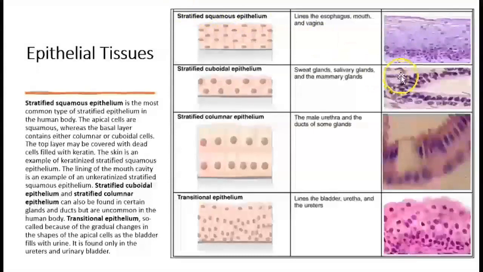We can see here that this is stratified cuboidal. You have two layers of cells, one cell, two cells, cuboidal. Stratified columnar, the cells look like columns, and you have multiple layers. Right here, transitional epithelium. The cells are going to have multiple different shapes and sizes. For example, in the case of the urinary bladder.